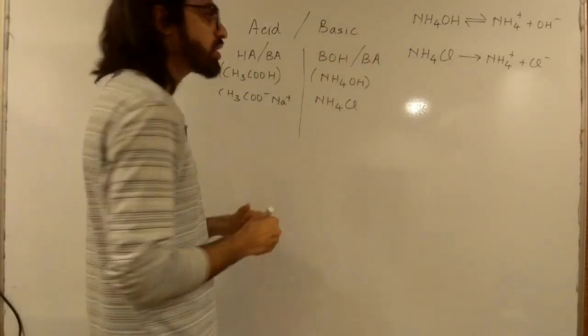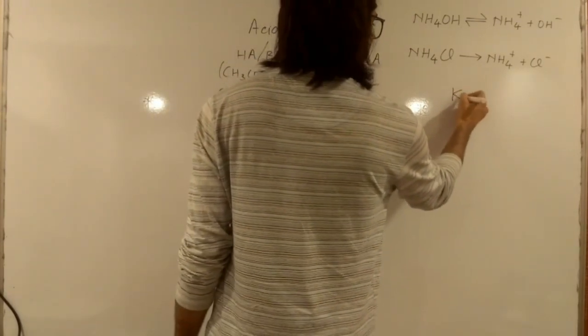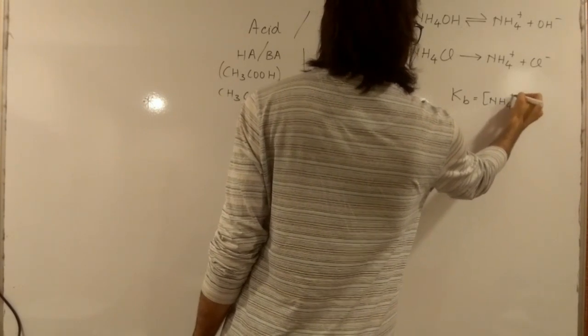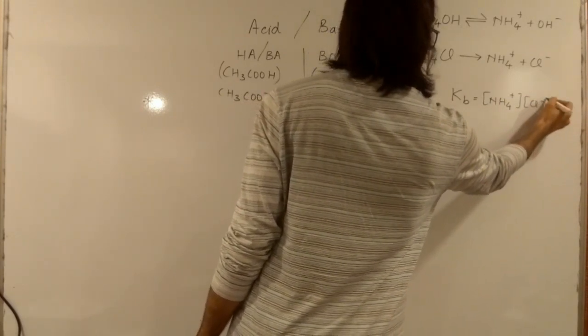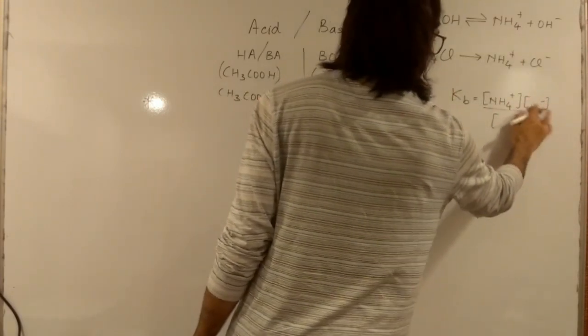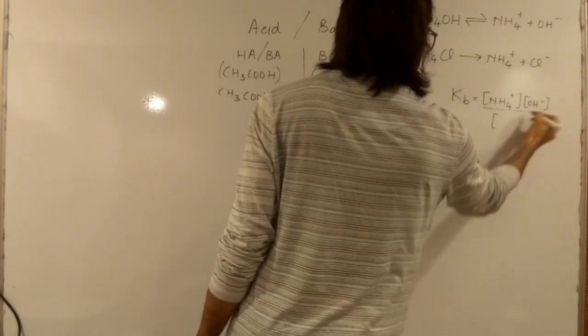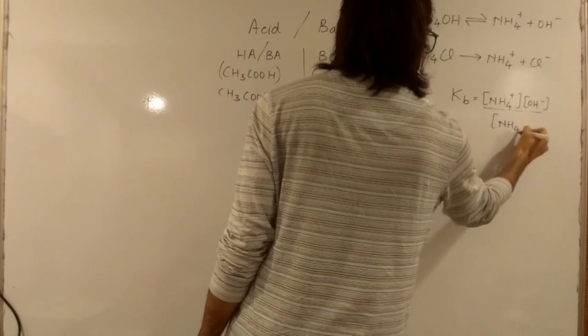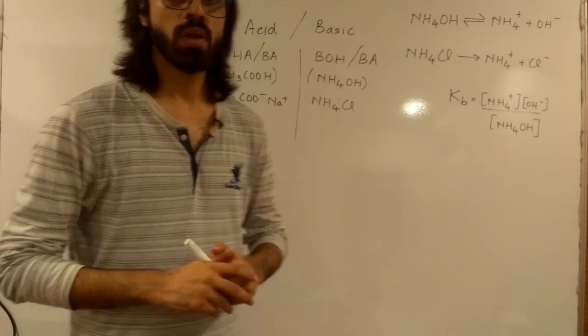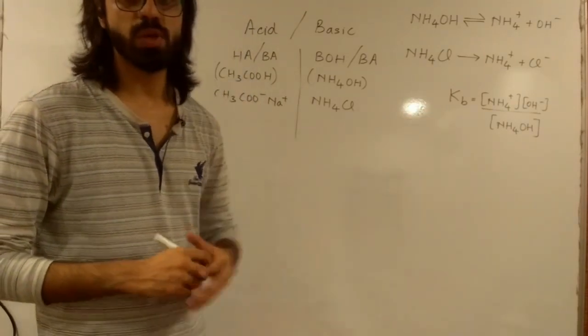The dissociation constant for a weak base is Kb, and Kb will be written as NH4 plus into OH minus upon NH4OH. Now think a little over this equation, okay?